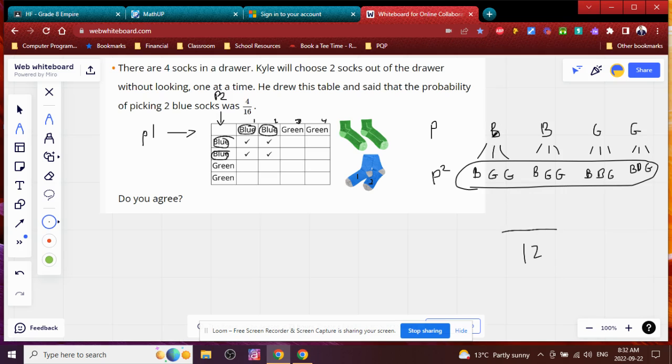Blue and blue, blue and green, blue and green. Green and blue, and then green and green. And then we see this happening again on the second green sock.